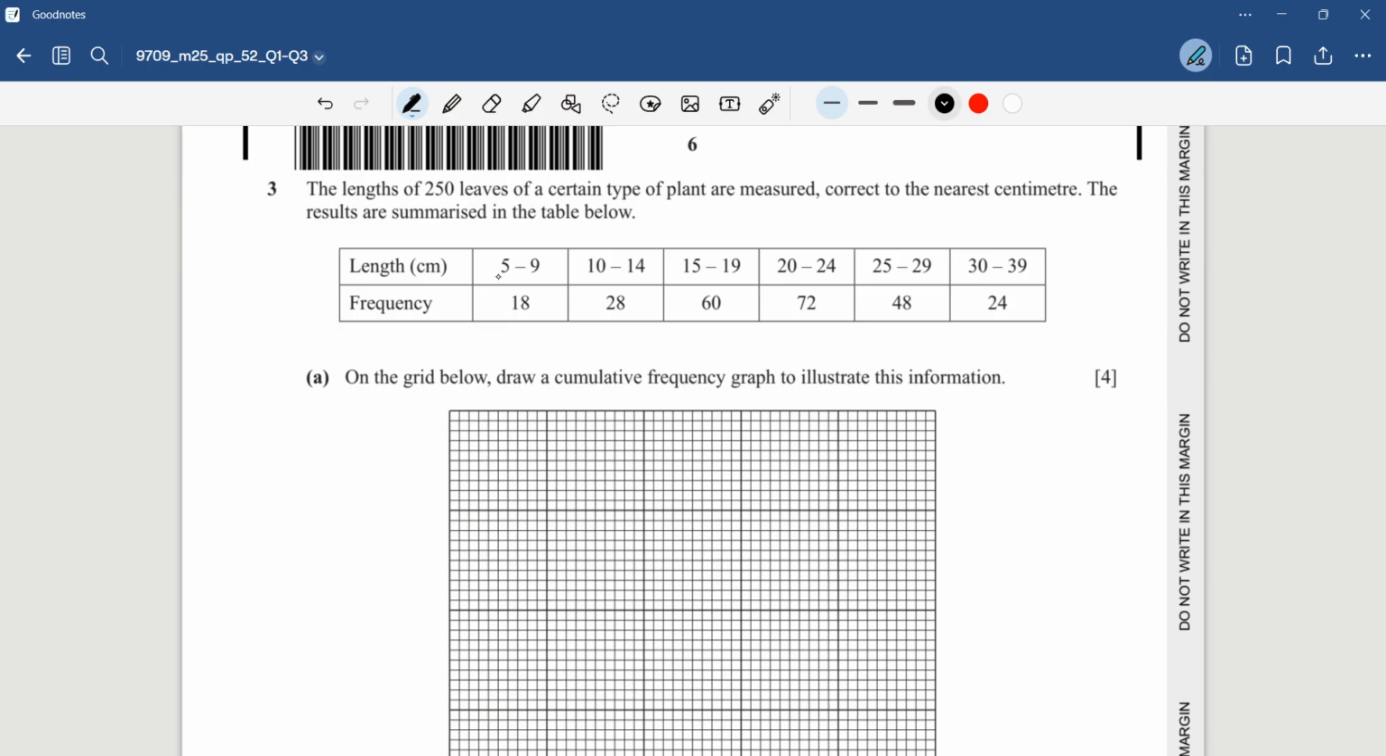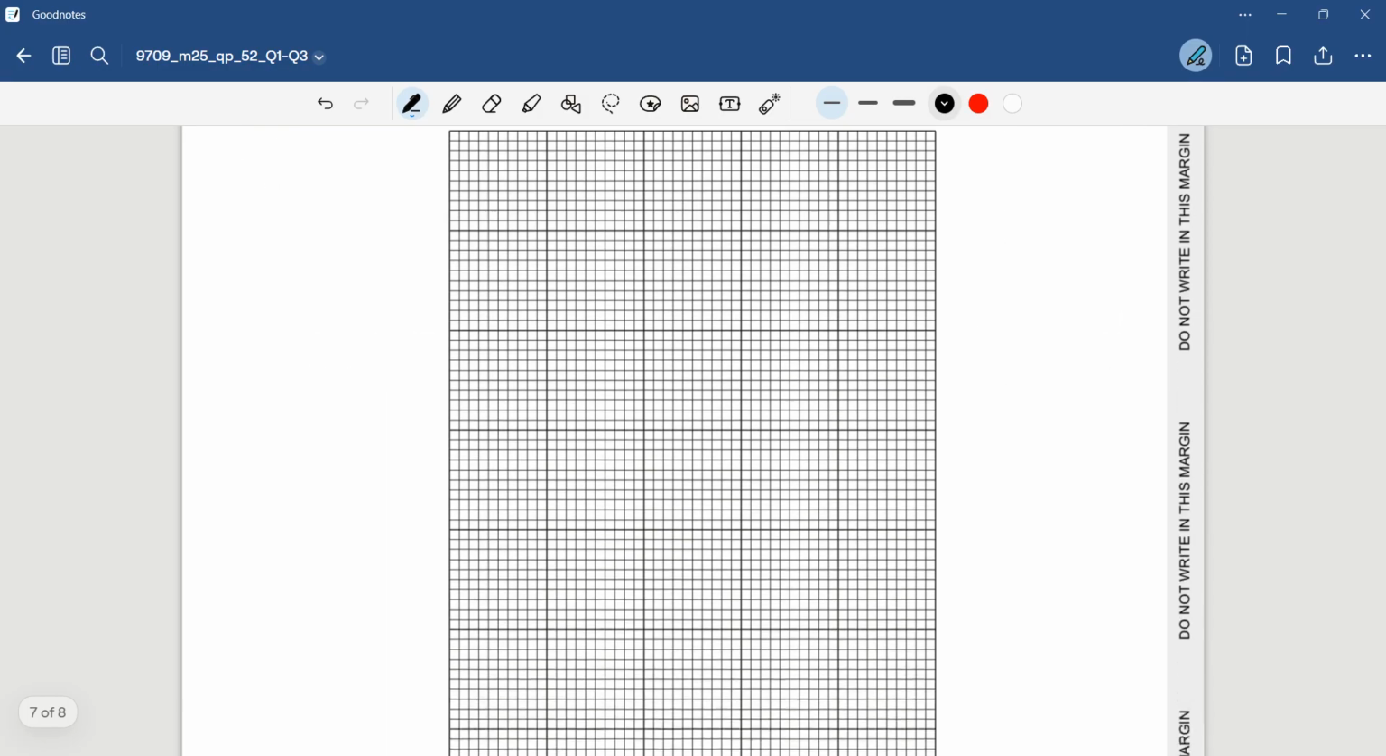So here the boundaries will be 4.5 to 9.5, 9.5 to 14.5, 14.5 to 19.5, and so on. So I create another table so that I can draw the cumulative frequency. We need to add another column here, less than 4.5, so that we can have a zero.